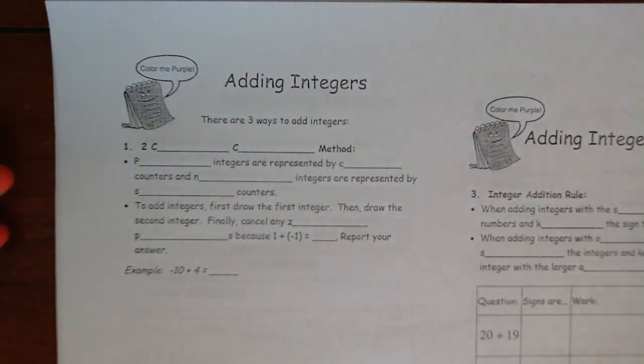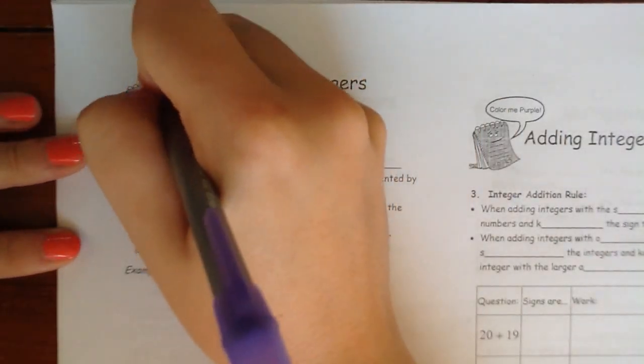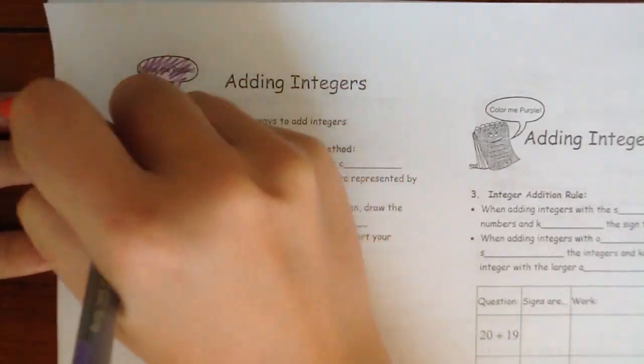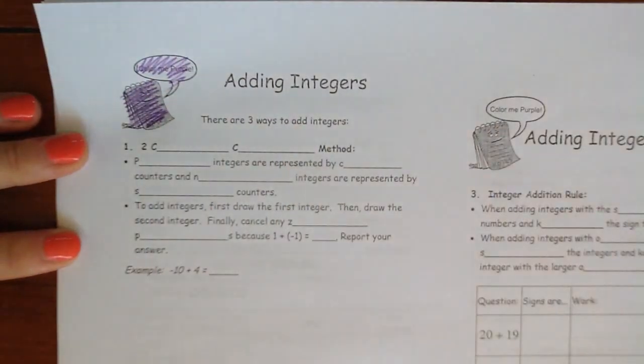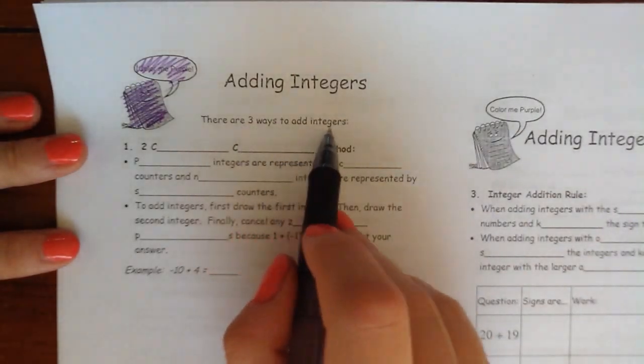We're going to talk today about adding integers. So again, still in Unit 1, more color coding purple. Okay, there are three ways to think about adding integers.